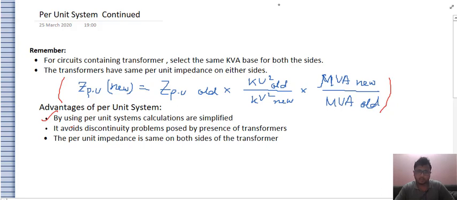Just now we have seen that a transformer causes some discontinuity between the primary side and secondary side. If you allow current to flow here, it will not go there. This discontinuity is solved using per unit. And third, the per unit impedance is the same on both sides of the transformer. This is verified by a simple problem.